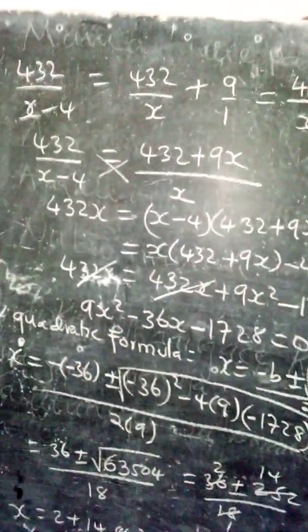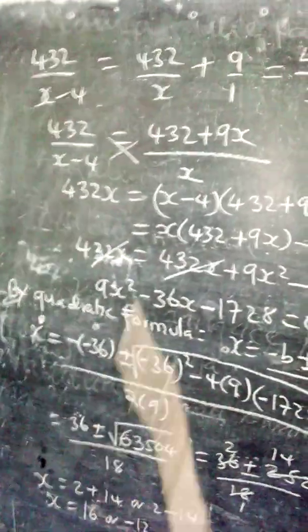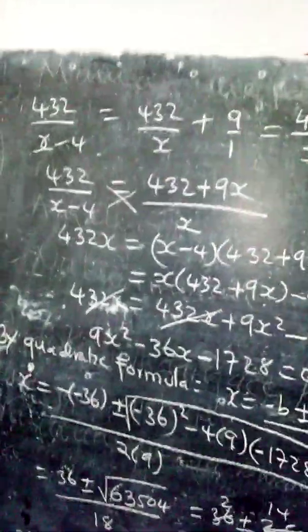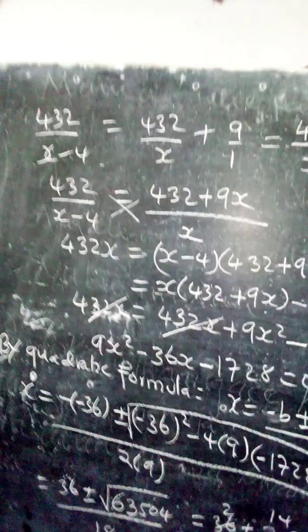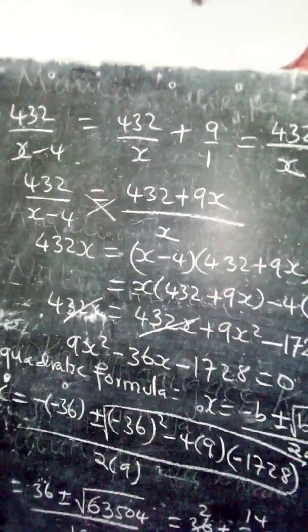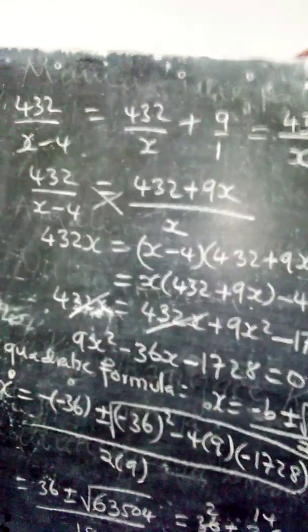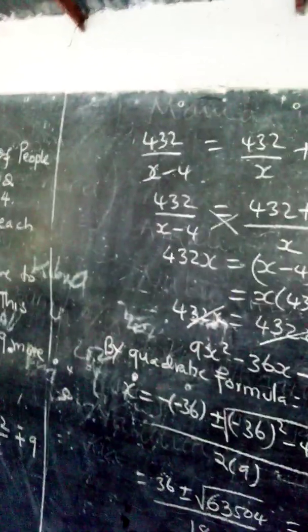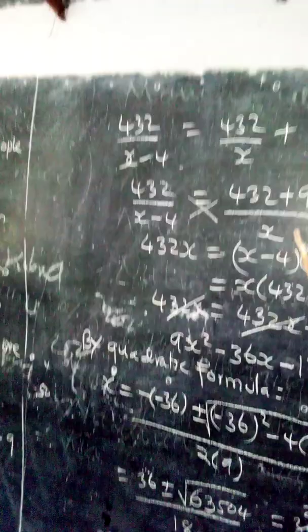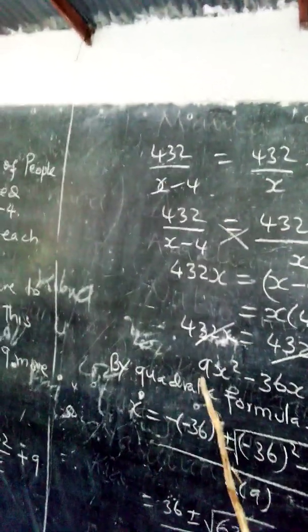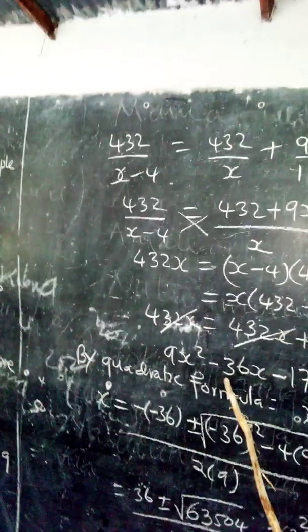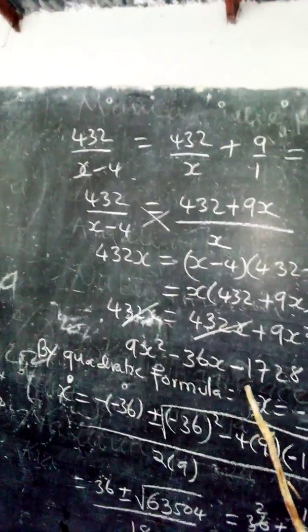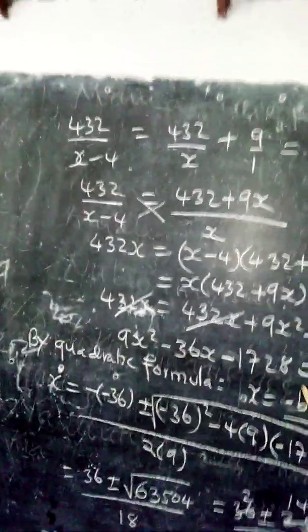Now, the mathematical equation: we find the LCM of x and 1, which is x. Then x divided by x is 1 times 432 is 432, and x divided by 1 is x times 9 is 9x. Then we have that equation, which can be manipulated and simplified to the quadratic equation 9x squared minus 36x minus 1728 equals 0.